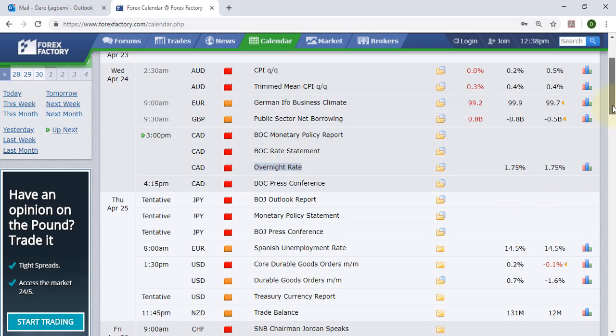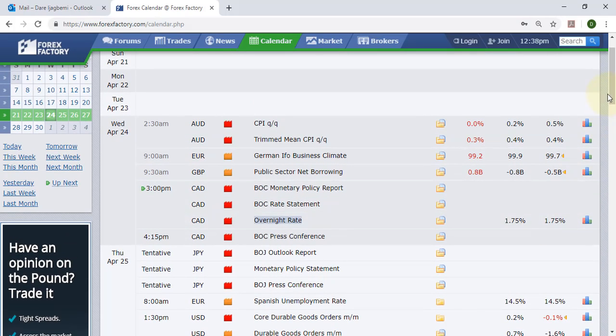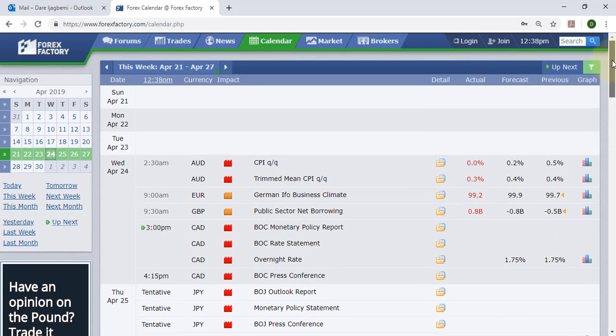The previous number was 1.75%. The forecast for today is also 1.75%. So at 3 p.m., we are waiting for the actual number to come out. We don't know what is going to happen. They could stay the same, it could increase or it could decrease. But most likely, by consensus, we're expecting it to stay the same.